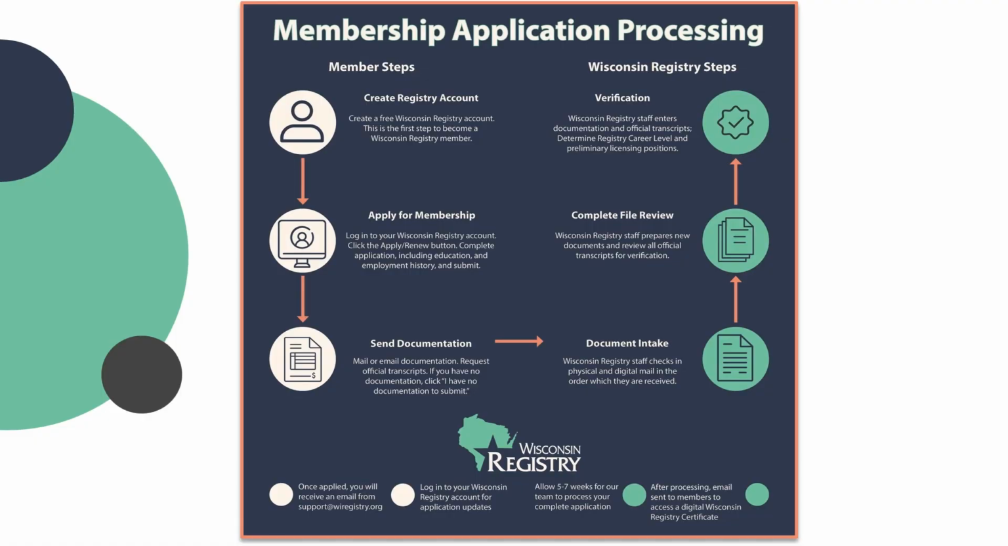Our membership application process looks just like this. The steps on the left in the cream are the responsibility of the individual applying for membership, where the steps in green on the right are the responsibility of the registry staff. To get started, you must have a registry account, and then you can decide to apply for registry membership.